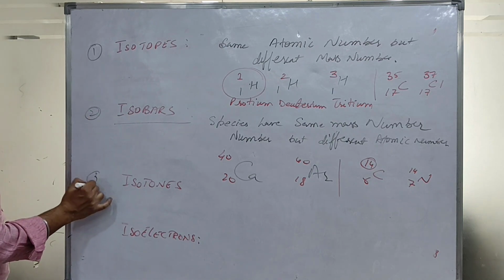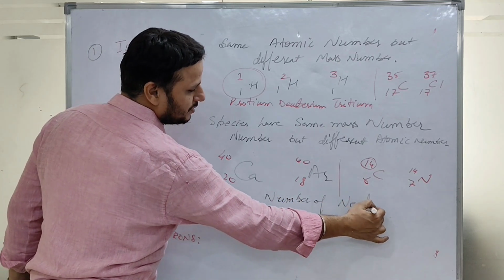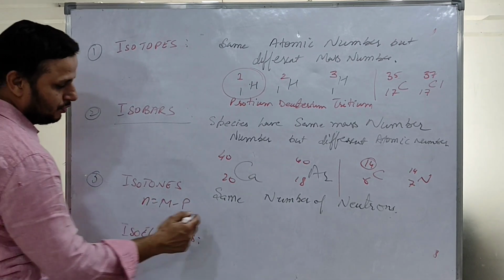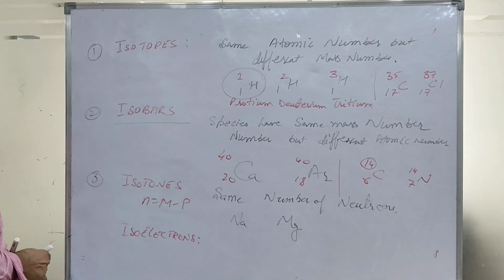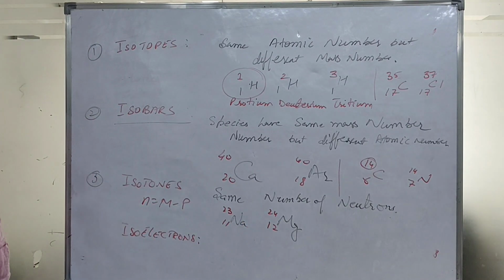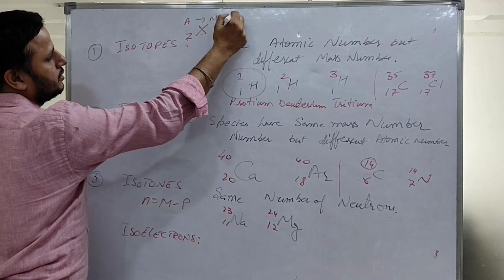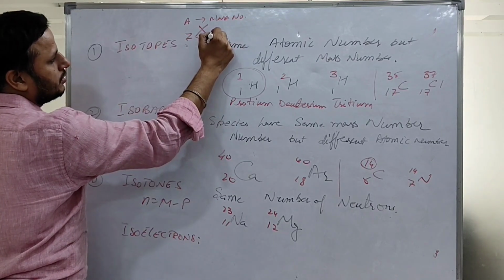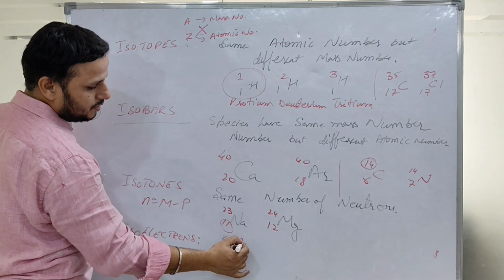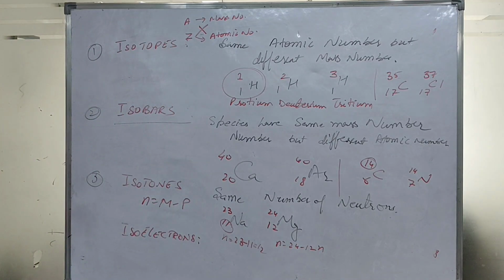Then the third term, isotones. Isotones means species having the same number of neutrons. How are neutrons calculated? As just explained, mass minus protons. So sodium and magnesium: sodium atomic number 11, mass 23; magnesium 12, mass 24. In the symbol of an atom, the atomic number is written below and the mass number above. Mass number is written as A, and atomic number as Z. So neutrons are mass minus protons: 23 minus 11, and for magnesium 24 minus 12. Both have 12 neutrons, so they are isotones.